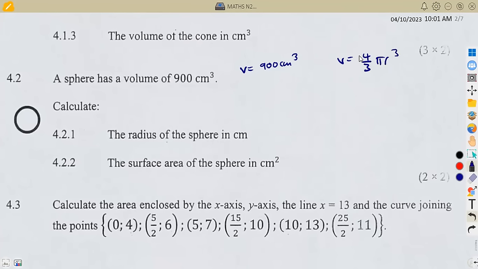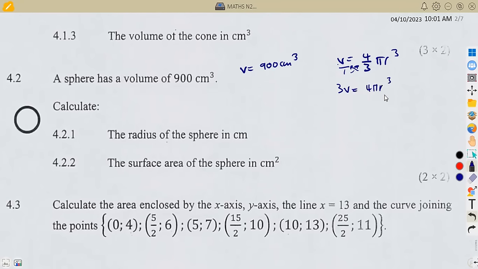So we can substitute our information, or you can make r the subject in this case. You can just substitute your values, or you can make r the subject. In this case, let's make r the subject. 3 times V, that's 3V, is equal to 4 pi r cubed.